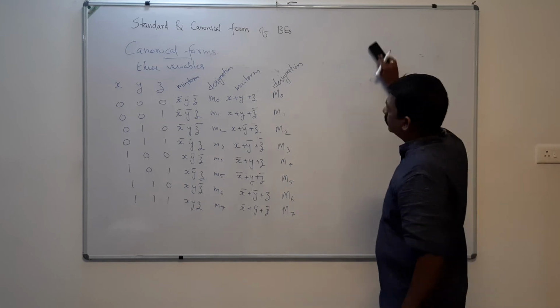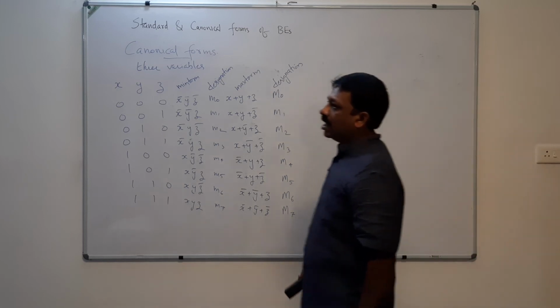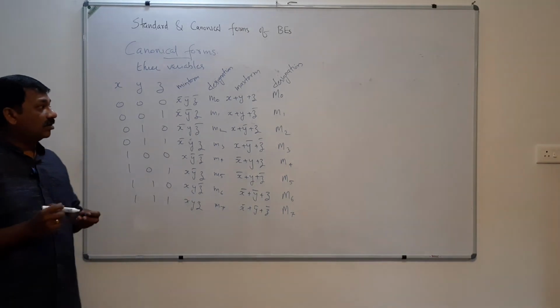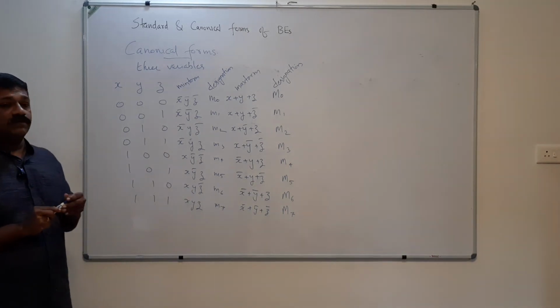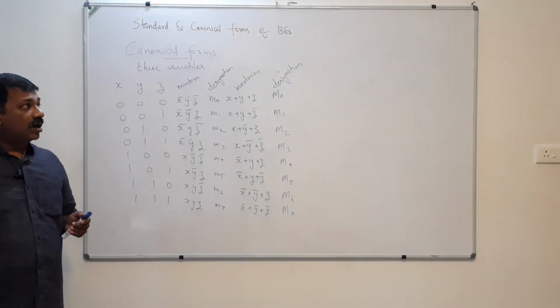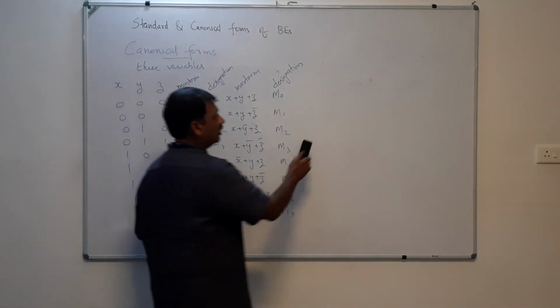Now, how to design sum of products forms and product of sums forms? How do you design that, or how to do that? Suppose that you have a truth table like this.